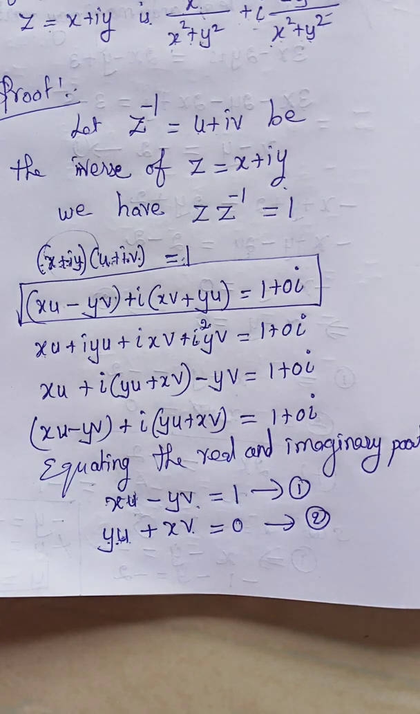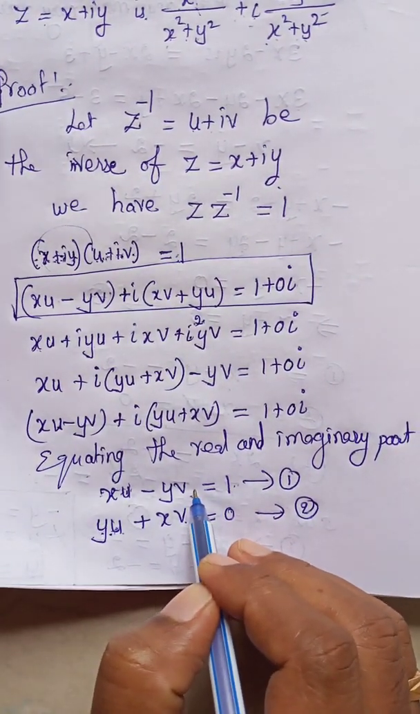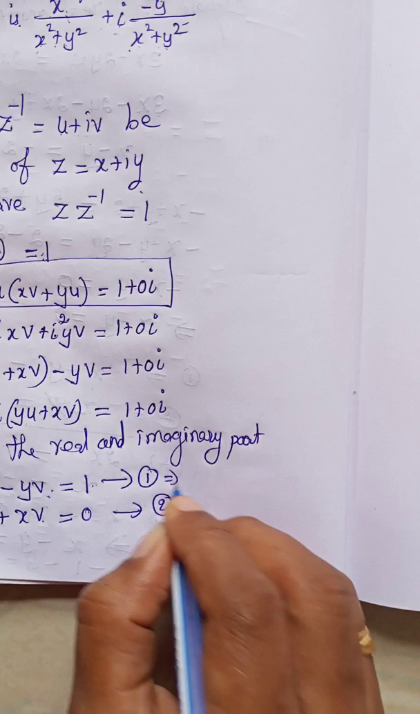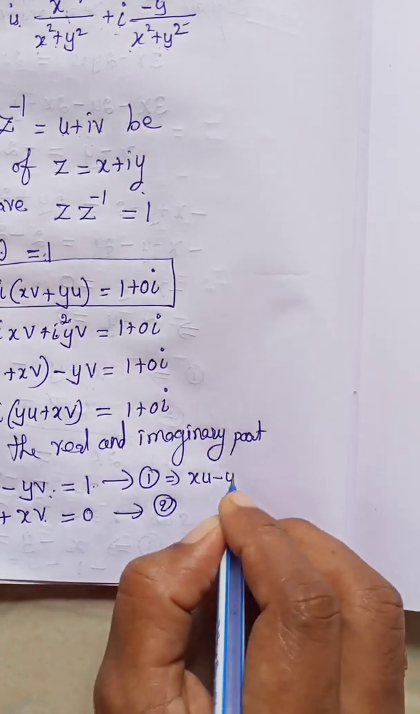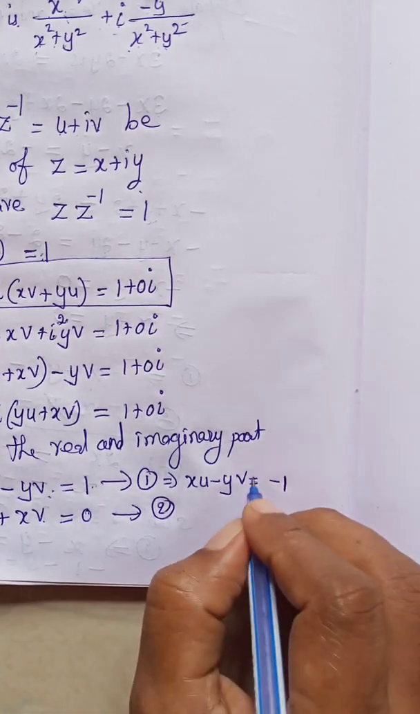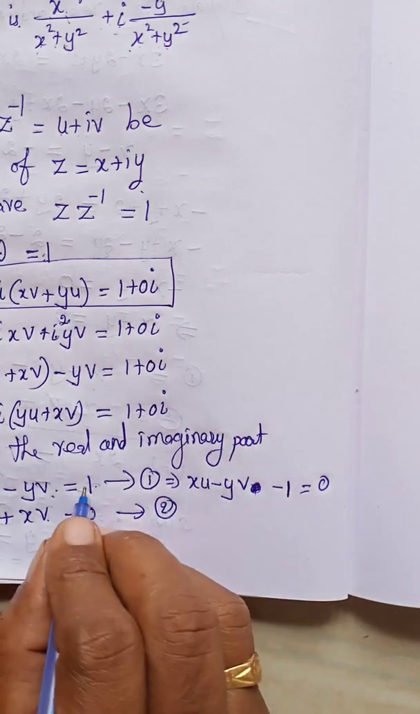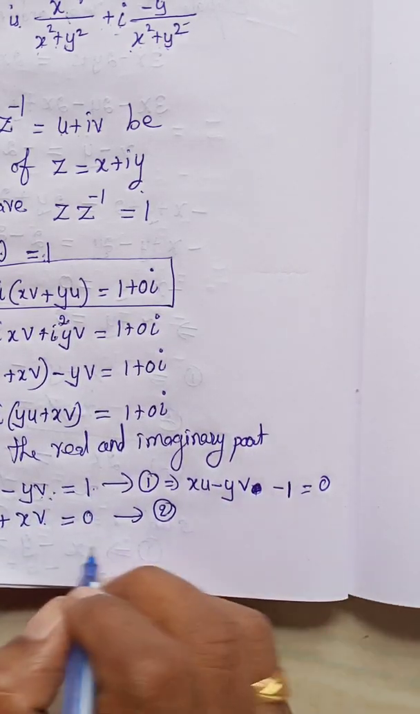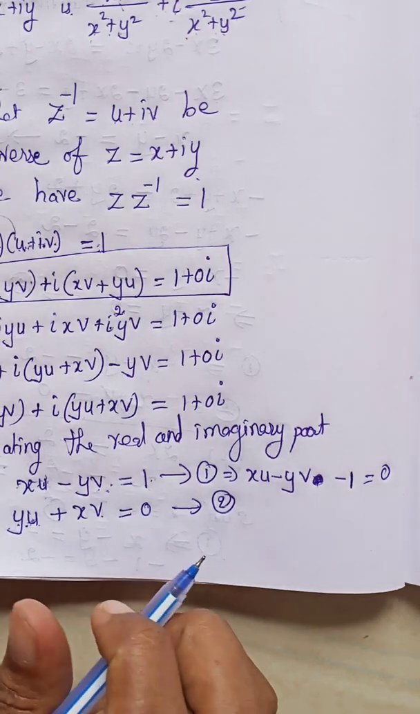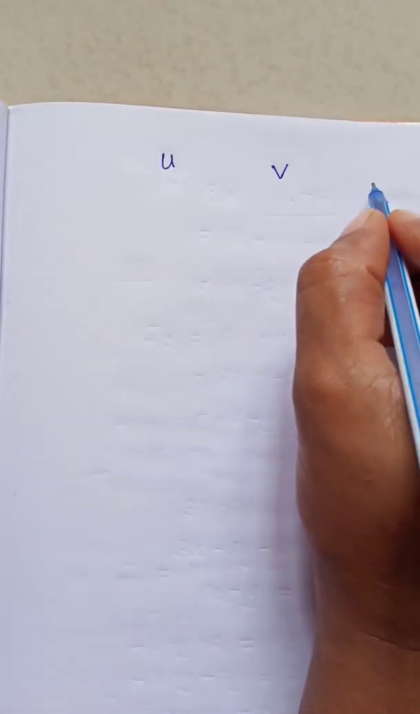If you are using the cross multiplication method, the constant term should be written on the left side. So I am writing, it will become xu minus y into v minus 1 is equal to 0. xu minus yv, this plus 1 when it comes to the next side, minus 1 equal to 0. Here there is no coefficient, no constant term. Now when we write, we need to find out u and v, so I am writing u, v, constant.